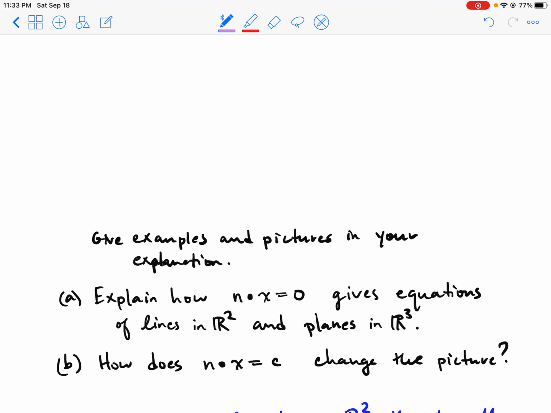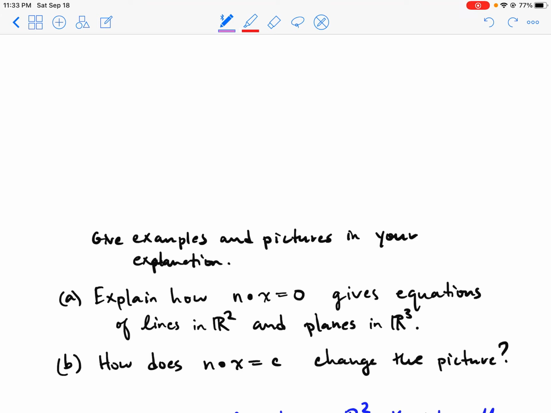This one is about lines and planes. So give examples and pictures in your explanation. Your explanation should be in your own words with your own examples and pictures. And I'm giving you some freedom in terms of how you're going to answer this.